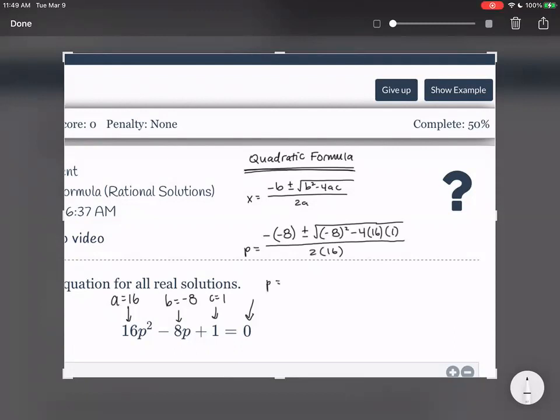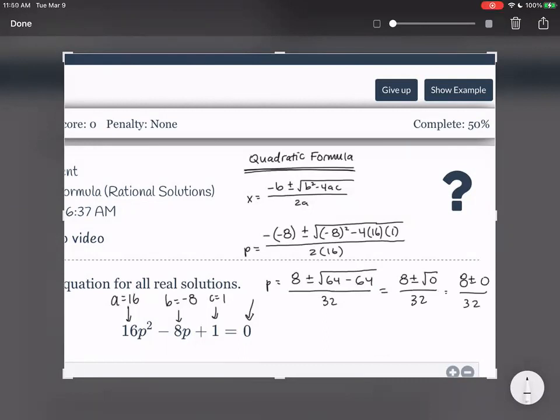P is equal to negative of negative 8 is just going to be positive 8, plus or minus the square root of, use your calculator. What is negative 8 squared? That's going to be 64 minus 4 times 16 times 1. That's going to be 64. All over 2 times 16 is 32. Simplify again. 8 plus or minus 64 minus 64 is just 0. So square root of 0 over 32. This is just going to be 8 plus or minus, what is the square root of 0? Just 0.